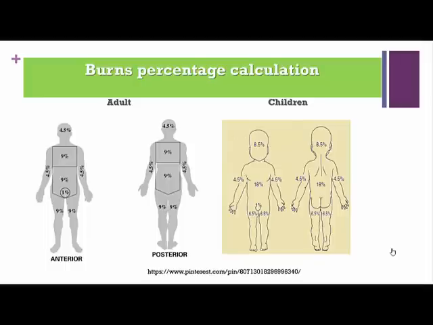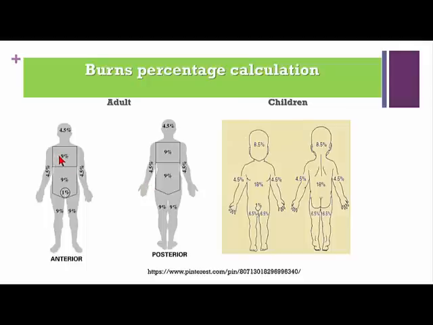Let's see burn percentage calculation for adults and children. For adults, anteriorly and posteriorly, and the same way for children, anteriorly and posteriorly. Let's see for the adult. If the face is burnt anteriorly, it is only 4.5%, but if it is burnt anteriorly and posteriorly, collectively it is 9%. If the anterior arm is burnt and the posterior arm is burnt, collectively 9%, which means if anteriorly burnt only 4.5%, if posteriorly burnt only 4.5%.